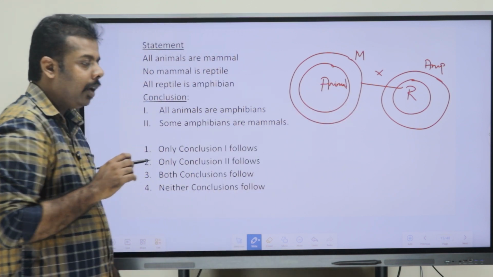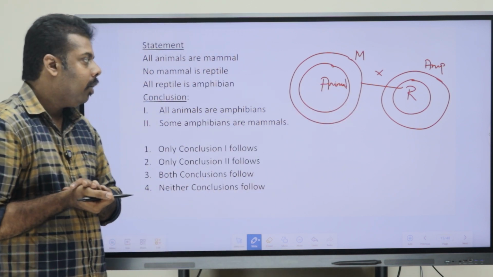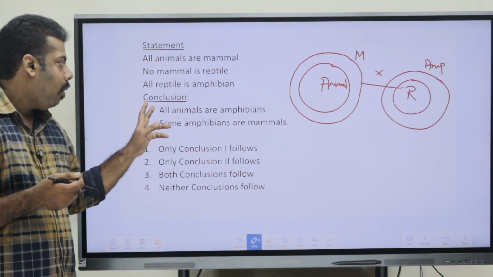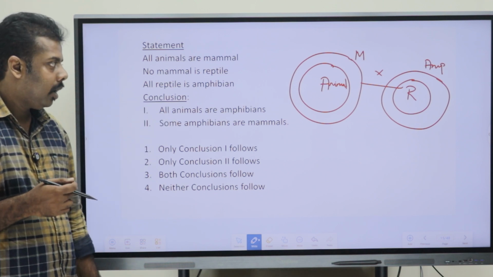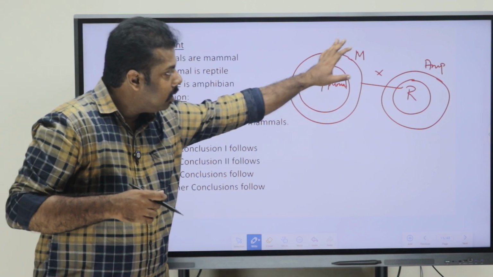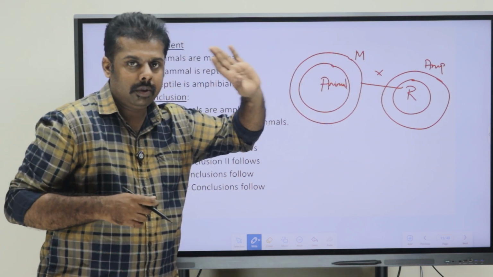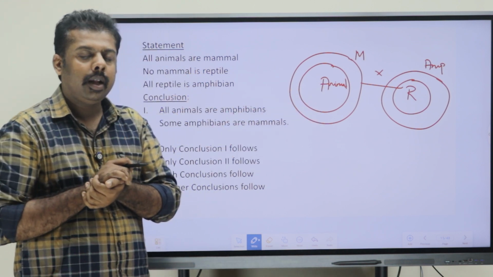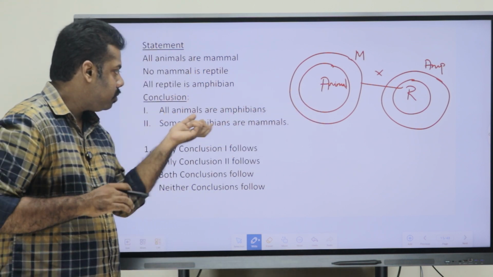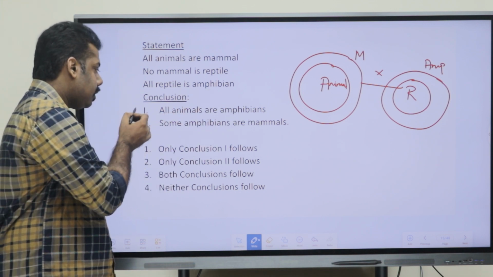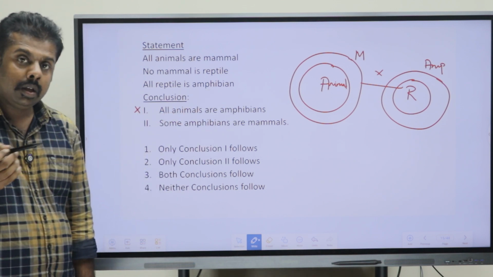Okay. So this is how a Venn diagram looks. Now just cross verifying the conclusions. The first conclusion says that all animals are amphibians. So is it right or wrong? The animal is in this, and that outer circle is the amphibian part. Do they have a direct relation? No, they don't, and this is also a definite conclusion, as we can see. So the first conclusion has to be wrong.